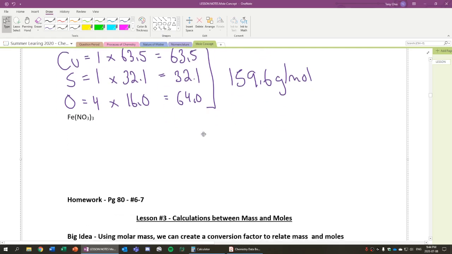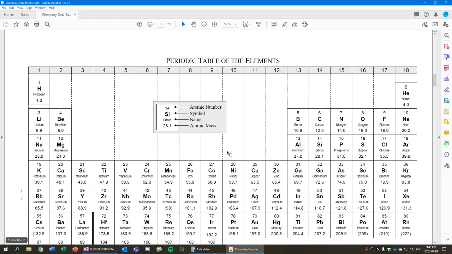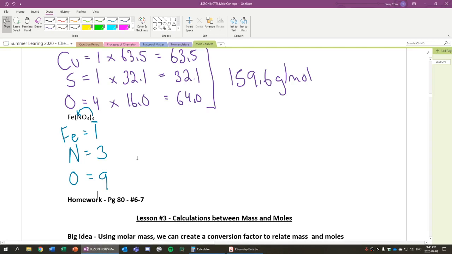Our last one here is iron 3 nitrate. So in this case, we have iron, nitrogen, and oxygen. We have 1 iron, we have 3 nitrogens because there's 3 of these polyatomic ions, and we have 9 oxygens. The mass of 1 iron is 55.8, so we multiply this by 55.8, and we get still 55.8. Nitrogen is 14. 1 of them is 14. So 3 of them is 42.